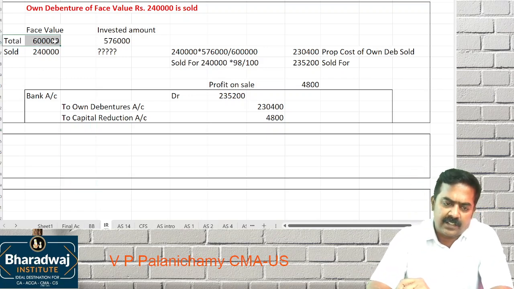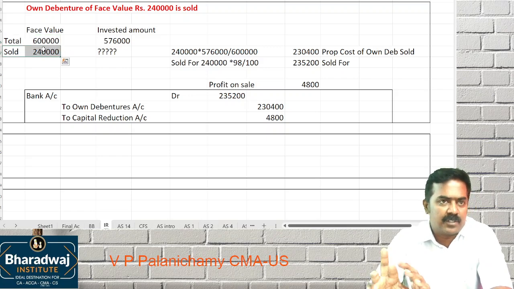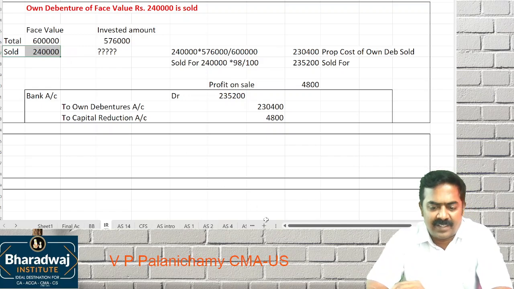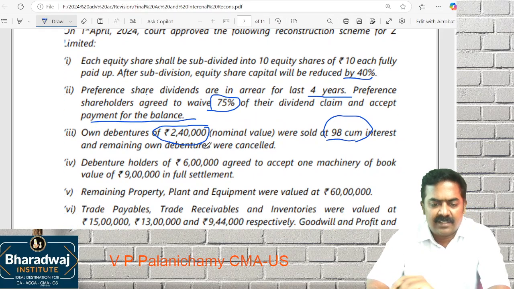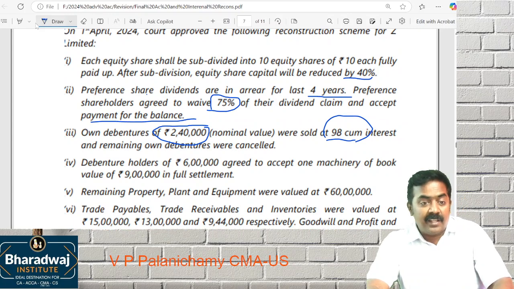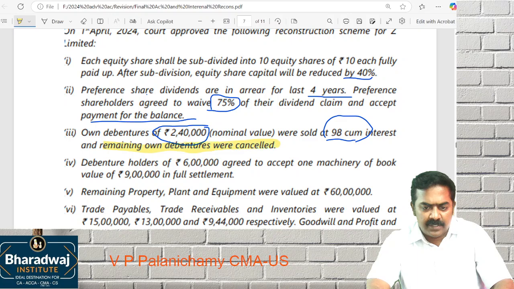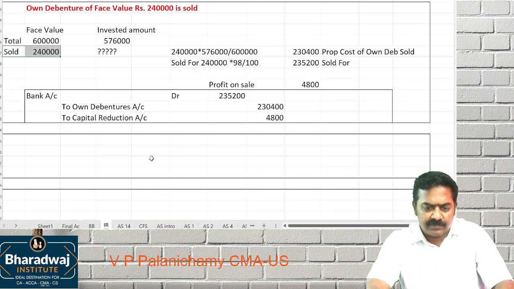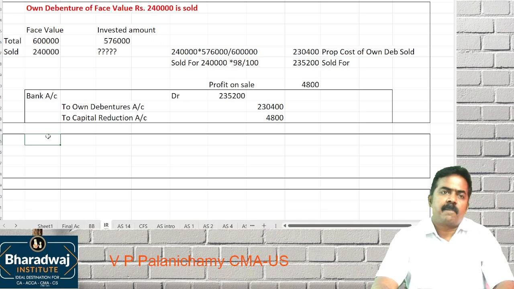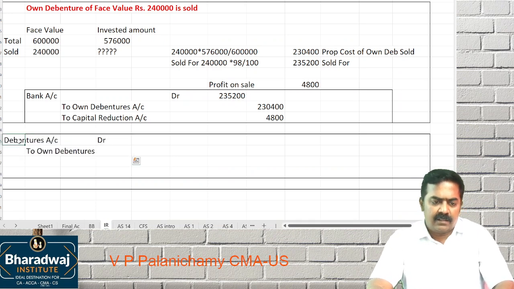So out of 6 lakhs, we sold how much? 2 lakh 40,000. What about the remaining? Next adjustment. Remaining own debentures are cancelled. What is the entry we pass? Debentures account debit to own debentures. How much remaining amount? 6 lakhs minus 2 lakh 40, balance 3 lakh 60,000.